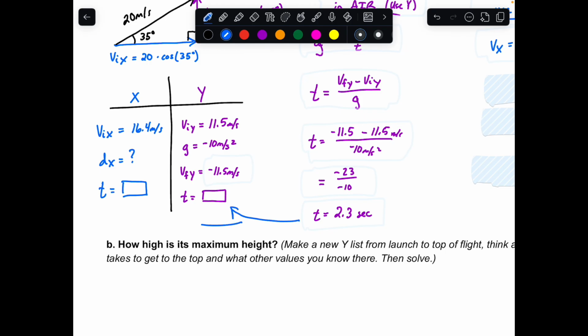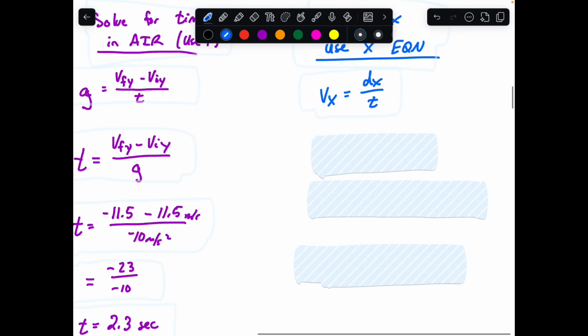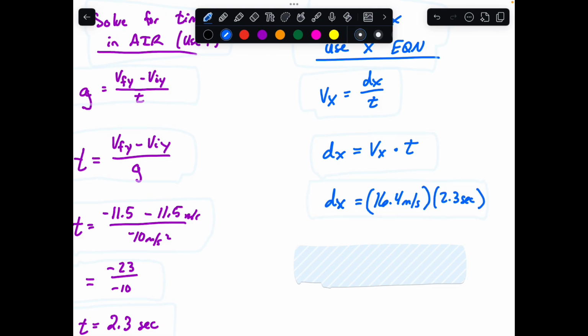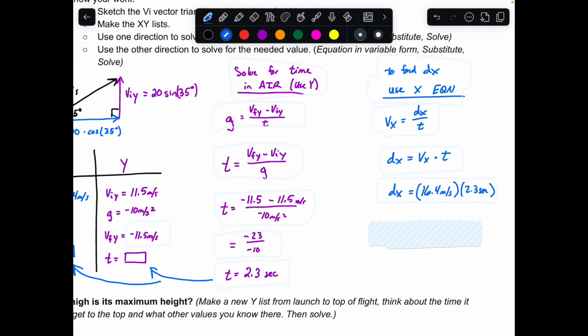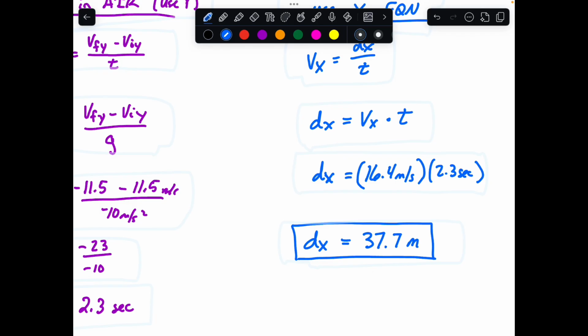That 2.3 seconds that we solved for in the y can also substitute in for the x direction. So I'm going to take that over to my x equation, rearrange to solve for distance, taking the velocity times the time, plugging in the velocity in x, which is the 16.4 from my chart, times the 2.3 seconds we just found, gives us a horizontal distance of 37.7.